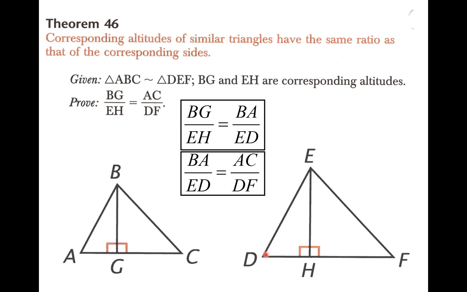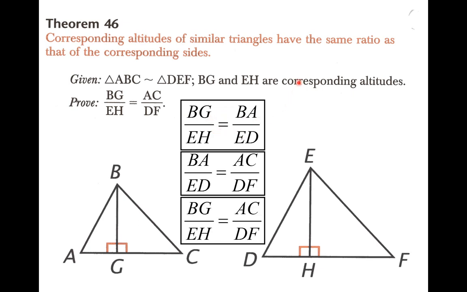I'm going to go back to the altitudes for my last one. Figure out which one's left. We've got this one with the altitudes. We have this one with the altitudes. Okay, here's the last one. Looks like we're just showing how we substituted. BG over EH is BA over ED, but BA over ED is AC over DF, so we can substitute. So this is another way to prove that theorem.